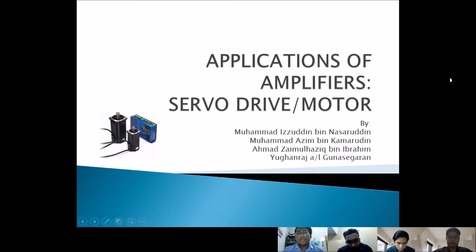The application of amplifier that we found is the servo drive, or we can call it the servo motor. First of all, I would like to introduce my group members: Mohammad Izzuddin, Mohammad Azim, Ahmad Zaimul Azid, and myself, Yugan Raj. First point, we go to the first presentation, Mohammad Izzuddin.